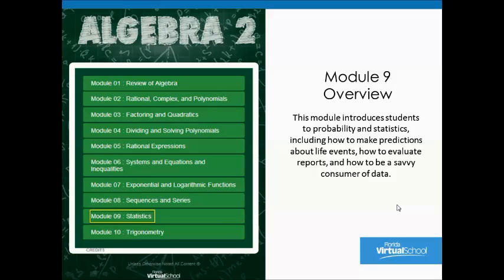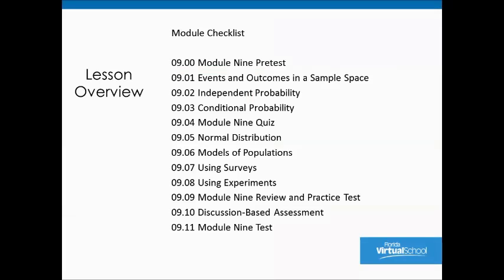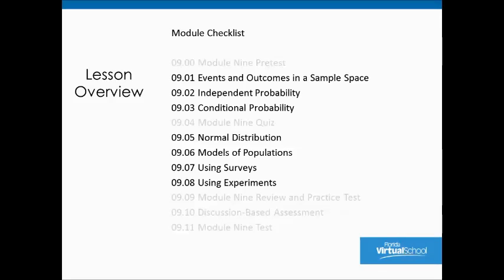Module 9 is all about statistics. In this module, the students are introduced to probability and statistics, including how to make predictions about life events, how to evaluate reports, and how to be savvy consumer of data. The Module 9 checklist is as follows from 900 to 911 from the pretest to the module exam. The lessons they'll be learning in this module are from 901 through 903 and 905 through 908.